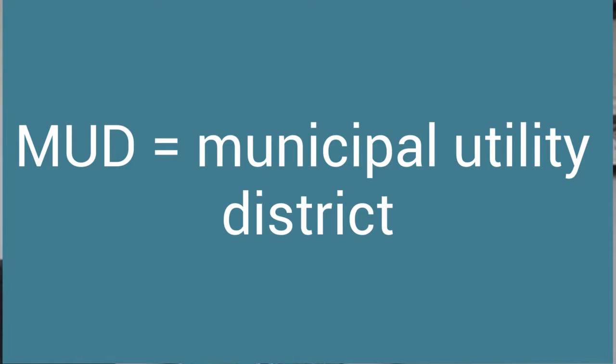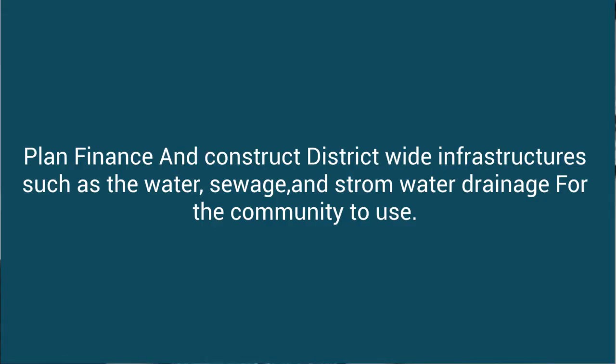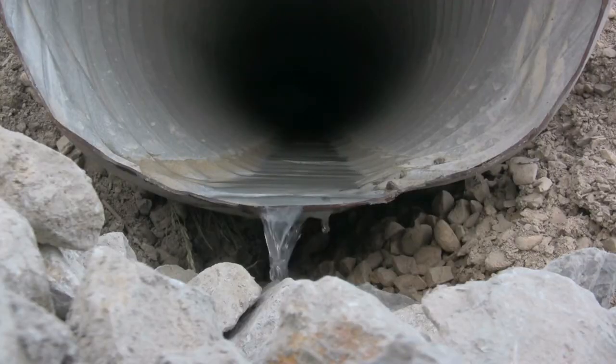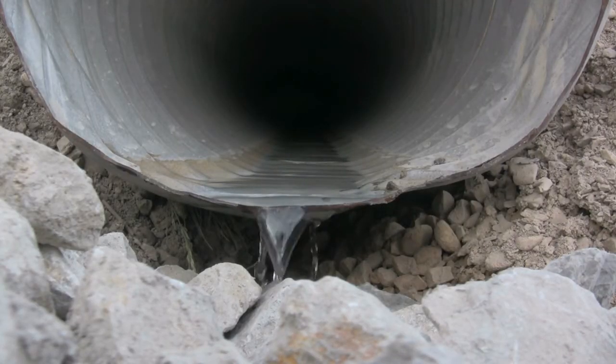MUD stands for Municipal Utility District, and its main purpose is to plan, finance, and construct district-wide infrastructures such as the water, sewage, and storm drainage systems. In other words, basically the developer takes out a bond so it can create and pay for the infrastructures and amenities that this community is going to need because they are out of city limits that already have these infrastructures. This bond that the developers take out is then paid back by the residents of the community who are hopefully enjoying the amenities and infrastructures that the community has to offer.